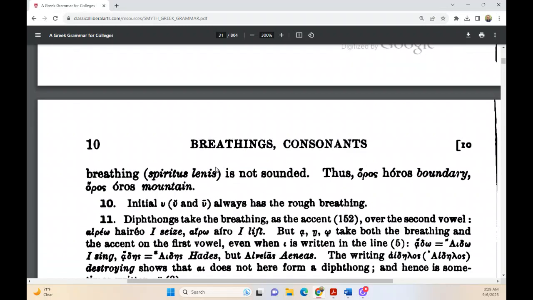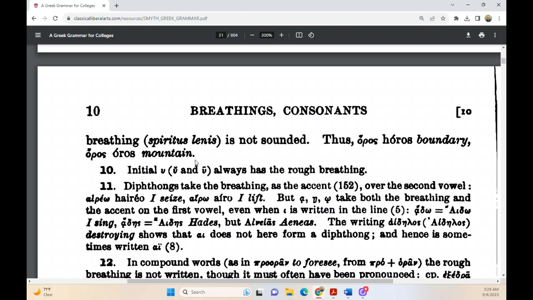Let's go on and continue this lesson. The smooth breathing, which in Latin is called spiritus lenis, smooth breathing, is not sounded. That's why I said you can simply ignore it. So we've got rough breathing marked by the C-shaped symbol, and soft breathing, or really no breathing, marked by the normal apostrophe.